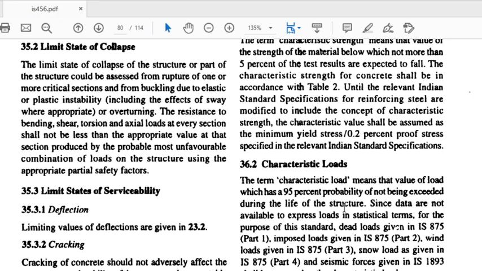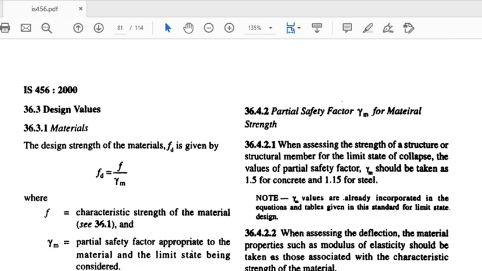Here also there are different clauses. In the last video class, we covered IS 875 part 1, part 2, part 3, and IS 1893 for seismic force, etc. Now the design strength of a material is given by fd, where fd is equal to f by gamma m. Gamma m is the partial safety factor appropriate to the material and the limit state being considered.